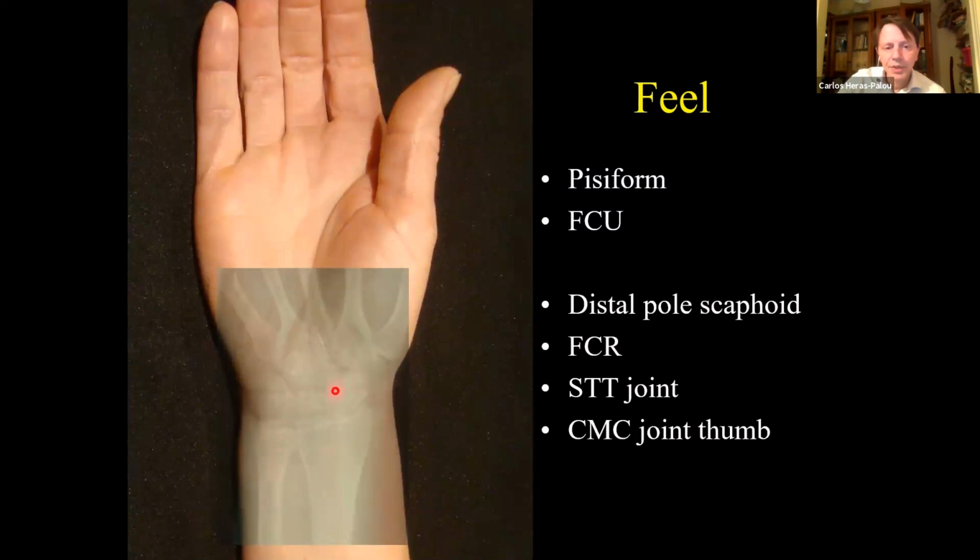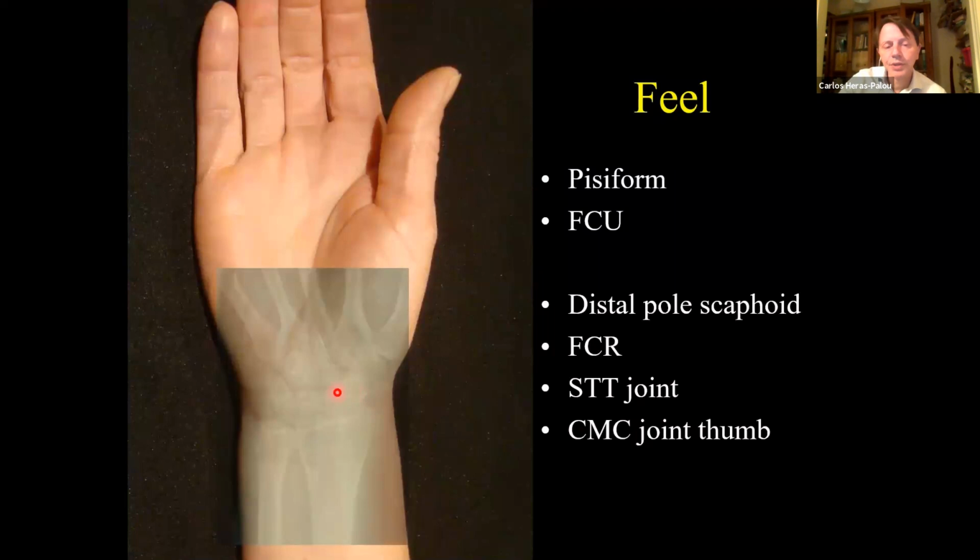On the other side of the wrist, under the crease as well, is the distal pole of the scaphoid. You can feel that on your non-dominant wrist, and if you move your wrist towards ulnar deviation, it becomes less prominent because the scaphoid is extending. If you move it towards radial, that lump becomes more prominent because the scaphoid is flexing.